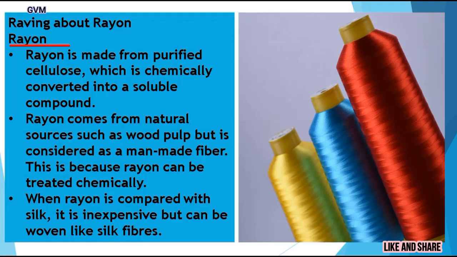So by the end of the 19th century, scientists managed to make an artificial silk-like fiber by treating wood pulp chemically. And students, when rayon is compared with silk, it is inexpensive but can be woven like silk fibers and gives an appearance just like silk.